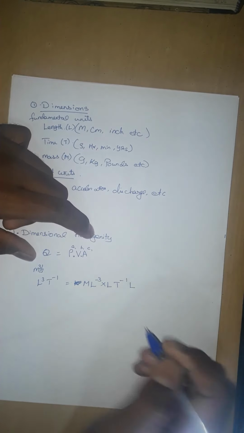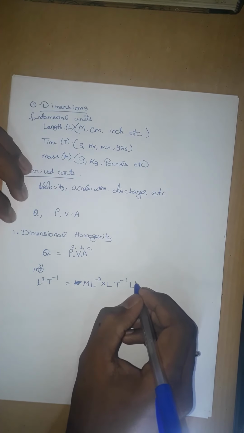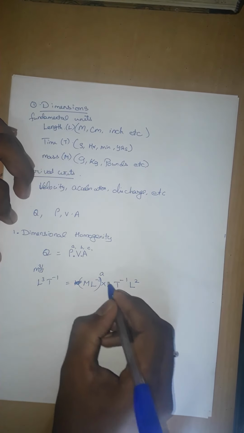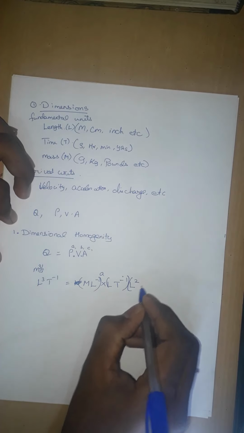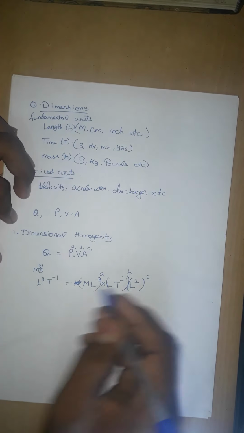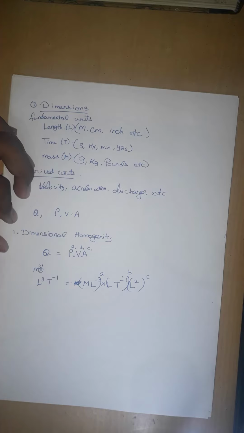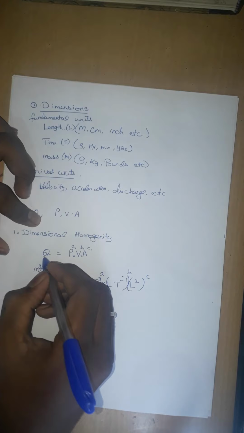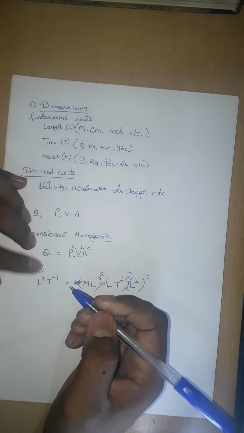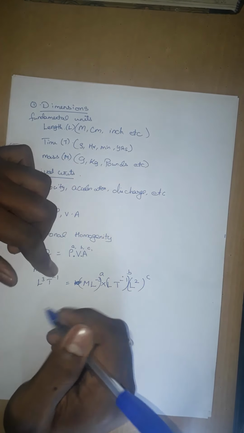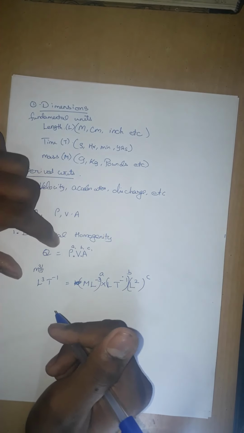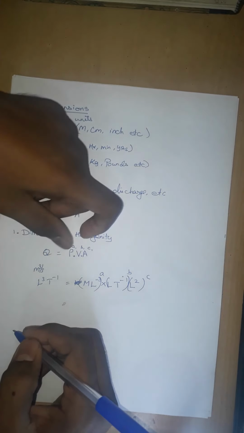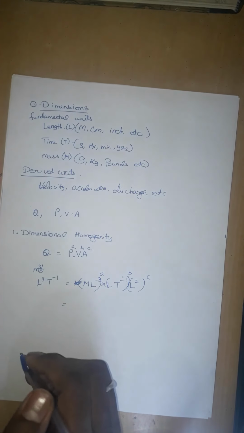Volume is L square. So dimensional homogeneity says the sum of powers of each term on the left hand side should be equal to the right hand side. So if I say this L cube T power minus 1, that is possible if I say that discharge Q is equal to rho power a, Q power b, V power c, into A.